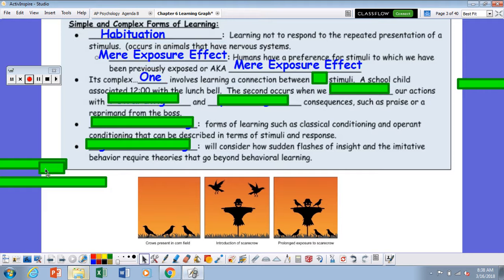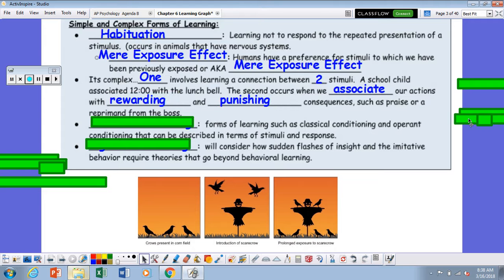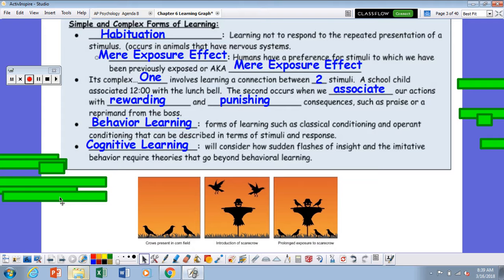It's complex. One, it involves learning a connection between two stimuli. So a school child might associate 12 o'clock with a lunch bell. The second occurs when we associate our actions with rewarding or punishing consequences, such as being praised or reprimanded by a boss. Behavioral learning is a little more complex. It's a form of learning such as classical conditioning and operant conditioning, which we're going to talk about shortly, that can be described in terms of stimuli and response. Cognitive learning is also a complex form of learning. We'll consider how sudden flashes of insight and imitative behavior require theories to go beyond behavioral learning.